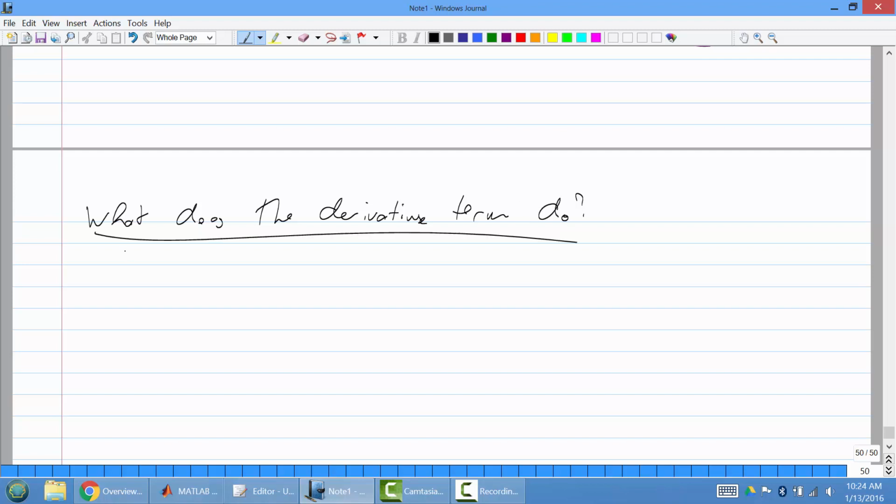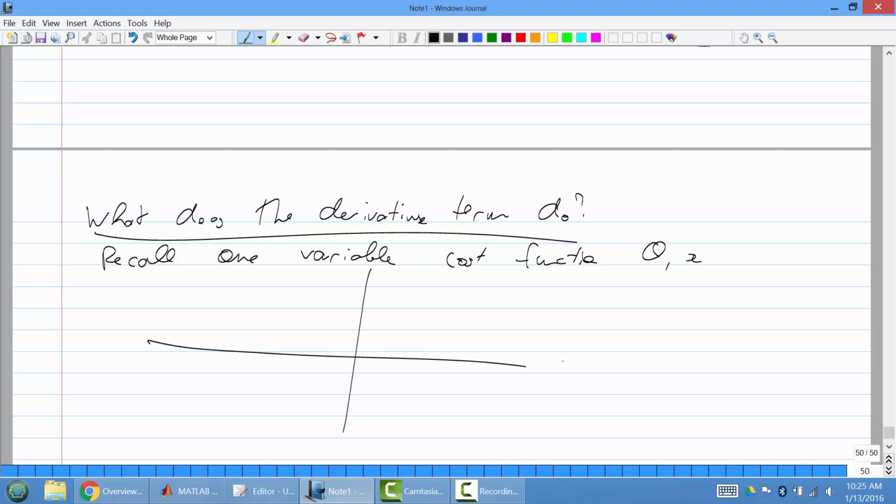Okay, so let's just stick with one variable for now, so you can see this a little easier. So recall the one variable cost function. Instead of 2, it's just 1. So you have theta 1 x. Remember, the cost function looks something like this, and the minimum was over here. So this is theta 1. Okay, let's say my initial point was here.